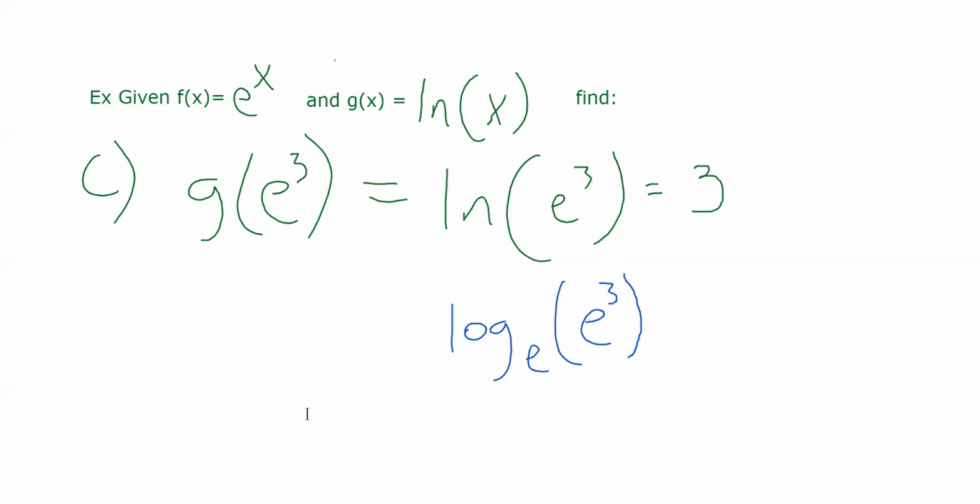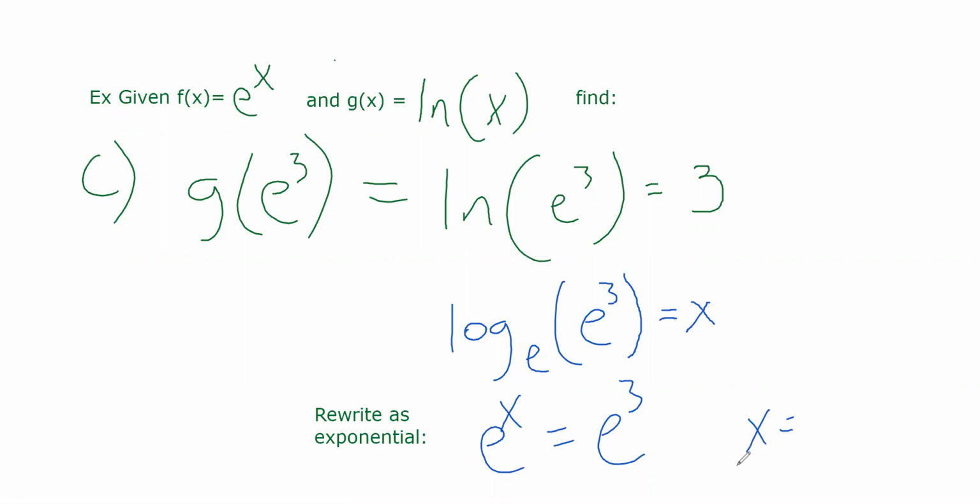If you still don't see it, rewrite as an exponential. Let's say we don't know what that power is. Let's just call it x. So I'm going to rewrite this thing as an exponential. It's e to the unknown power gives me e cubed. And now you can immediately see, oh, well, clearly x would have to be 3 for this to be a true statement. So you get e to the third and e to the third. And thus, 3 is our solution.